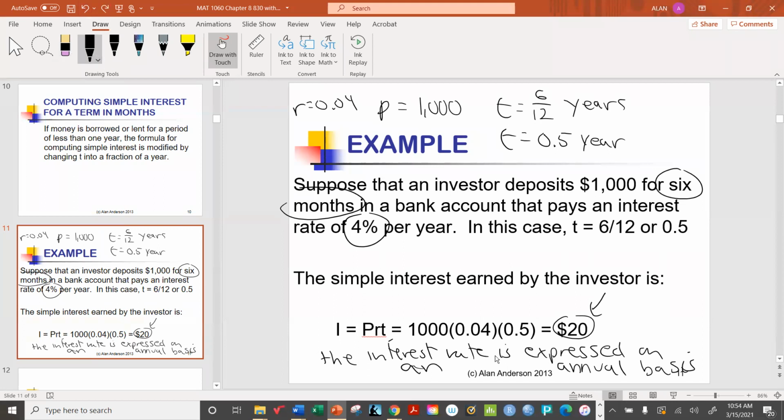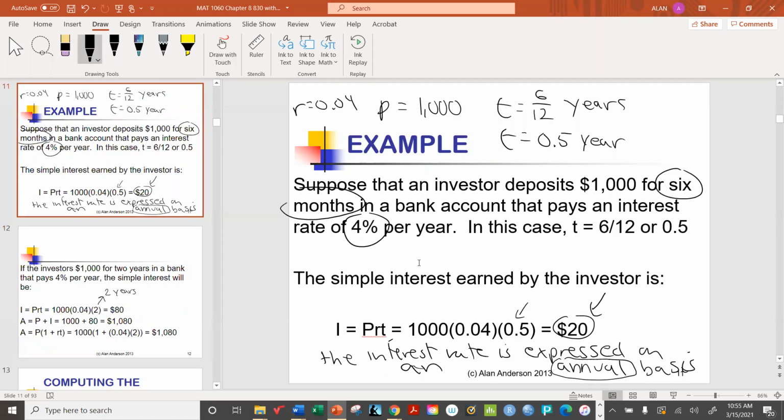And so therefore, that's why this adjustment is necessary to have T be equal to a half a year. So, in other words, it's 4% per year, but 2% for 6 months. Beautiful. All right, so that was pretty straightforward. Now, on the other hand, what if I put the money in there for more than a year? What do I do then?